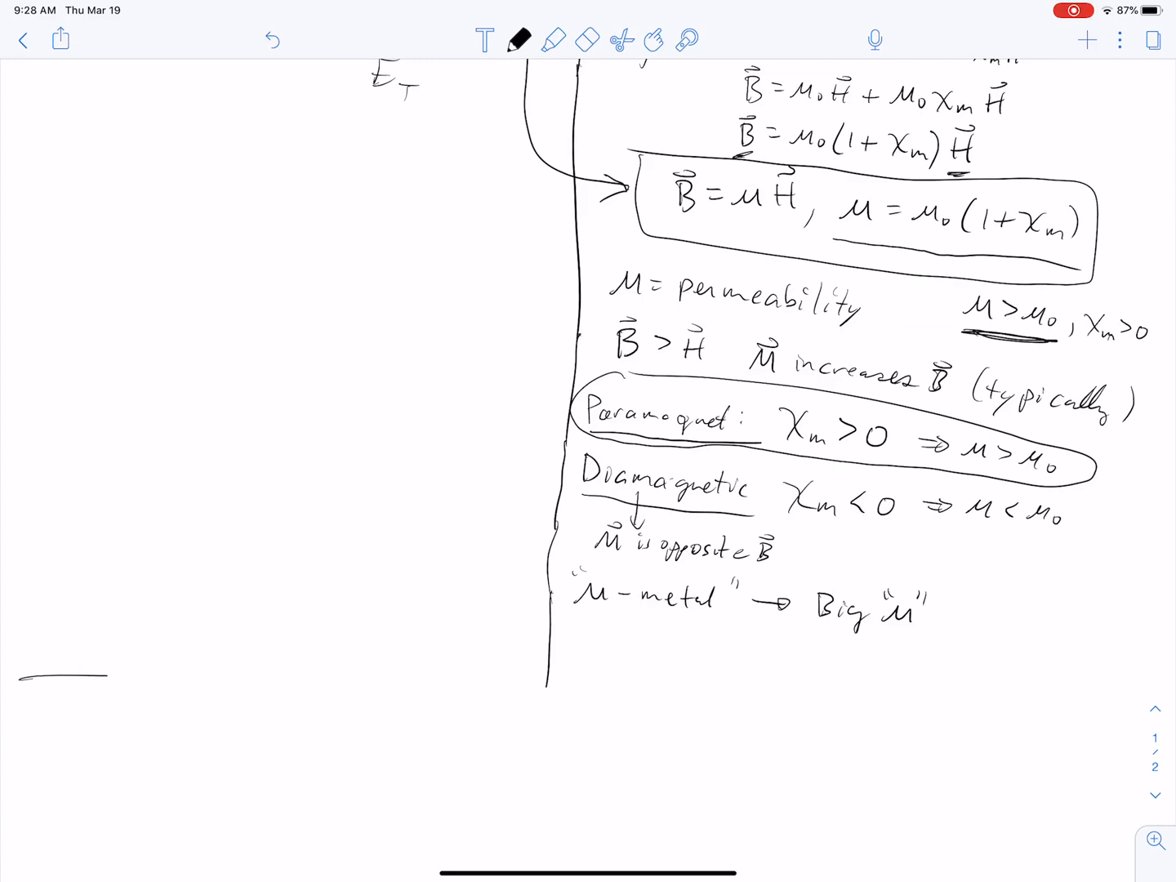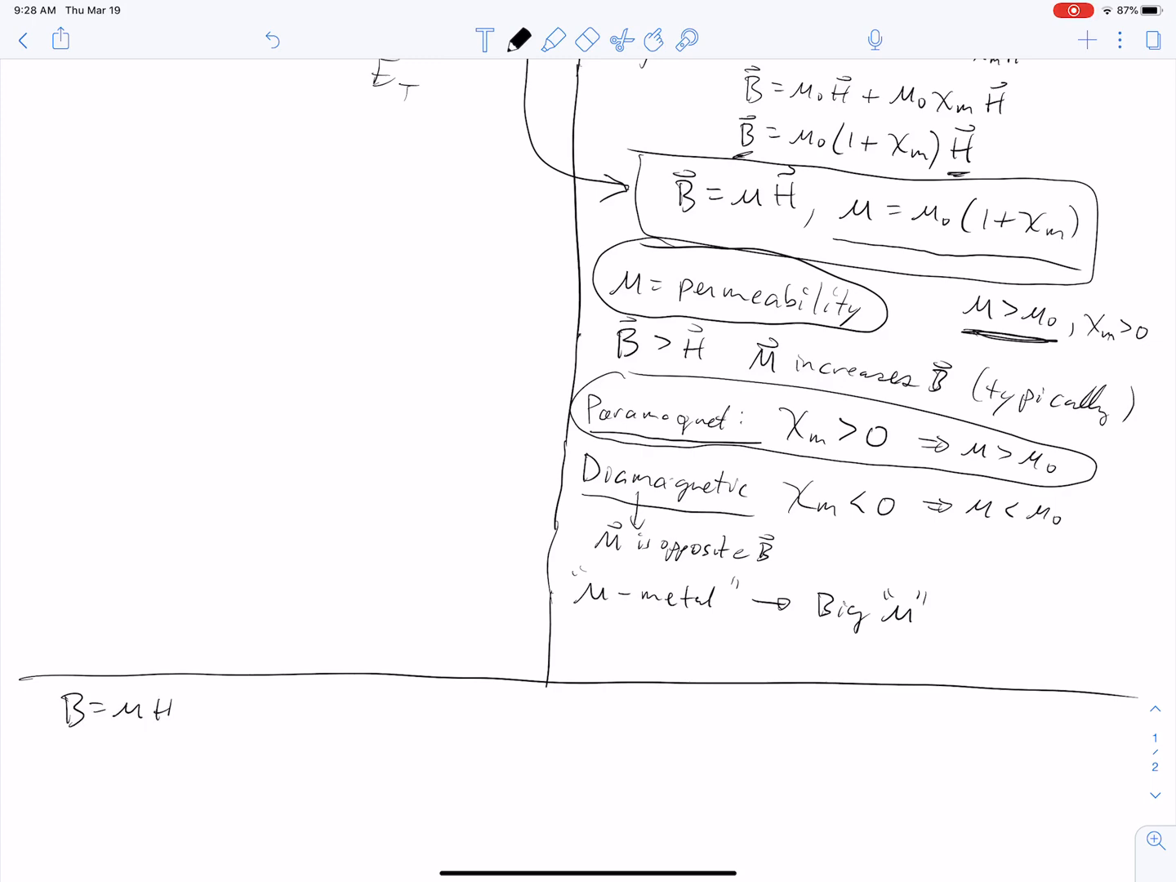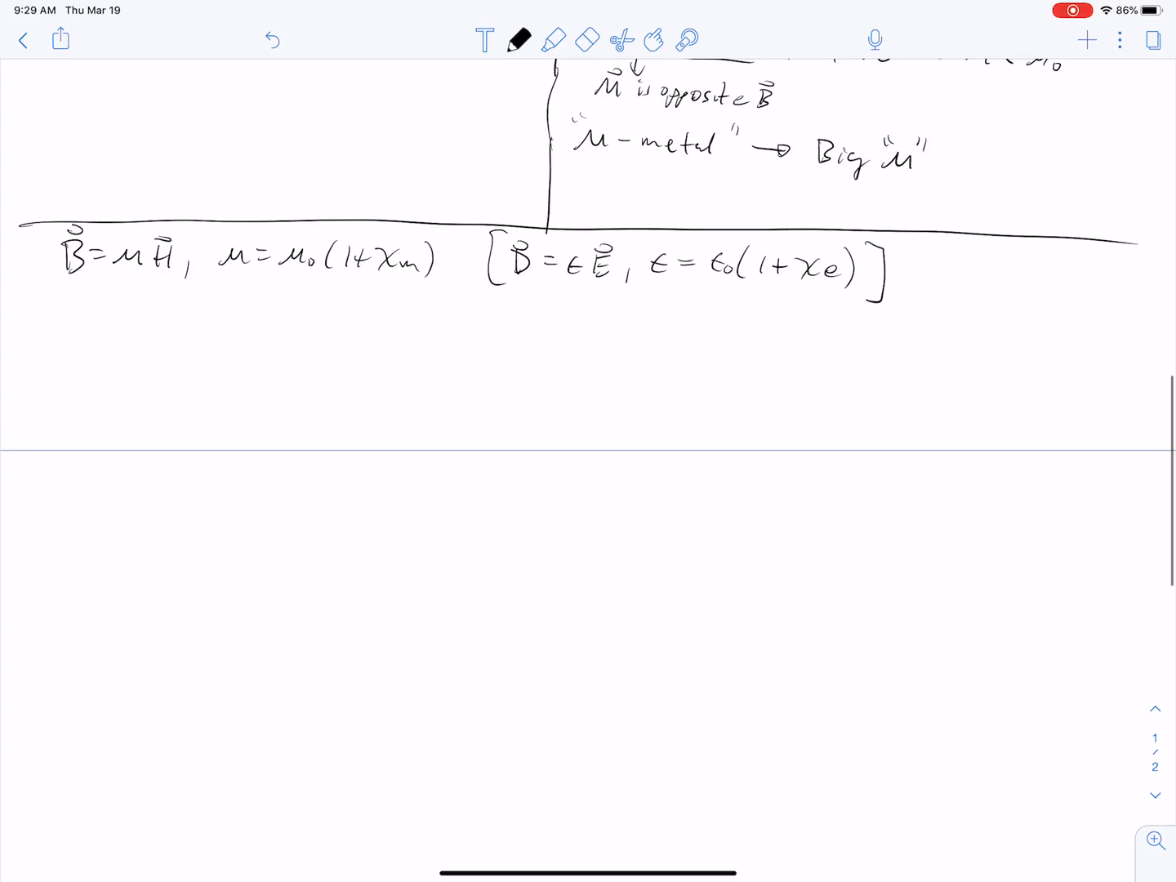And how we use the magnetic susceptibility, it really comes down to this permeability. And we've derived this very simple relationship that B equals mu H, where mu is equal to mu naught times 1 plus chi sub m, and this should remind you, of course, of D equals epsilon E, where epsilon equals epsilon naught times 1 plus chi sub E. Same concept. Okay, so now let's use it in an example.